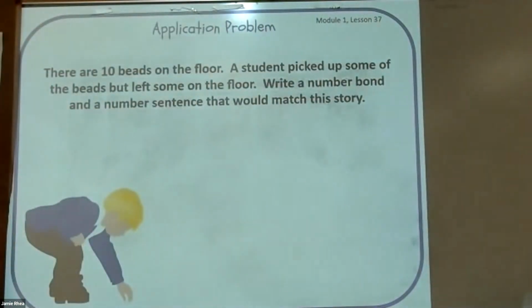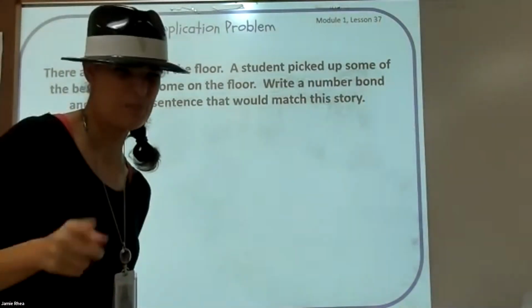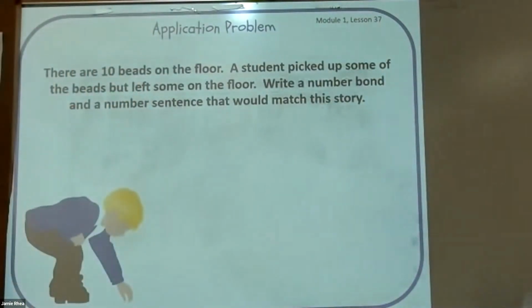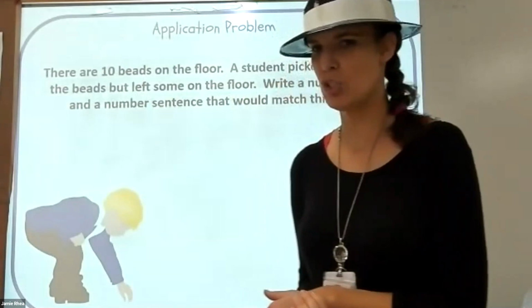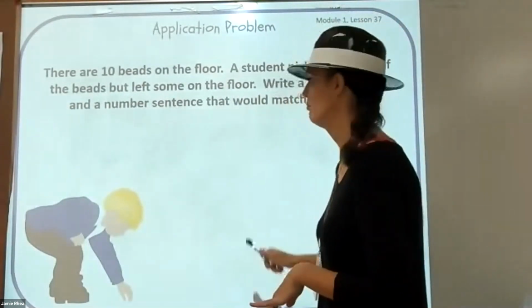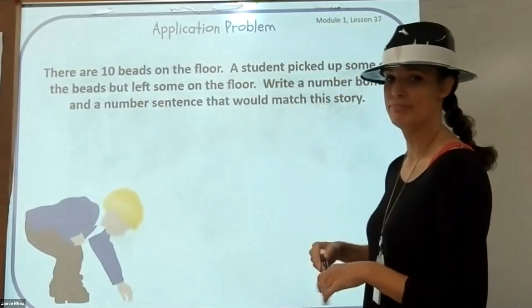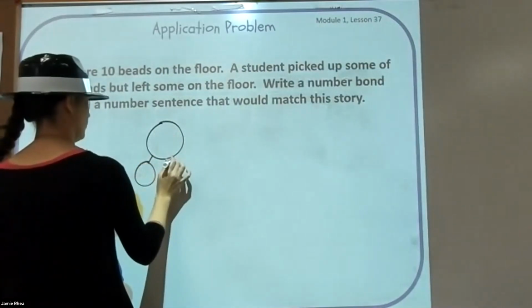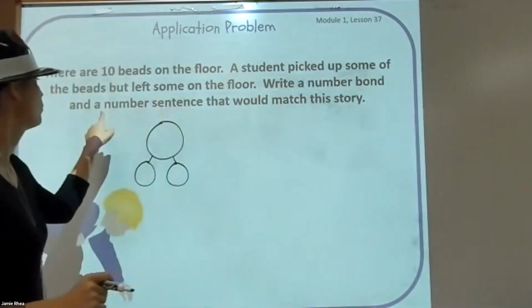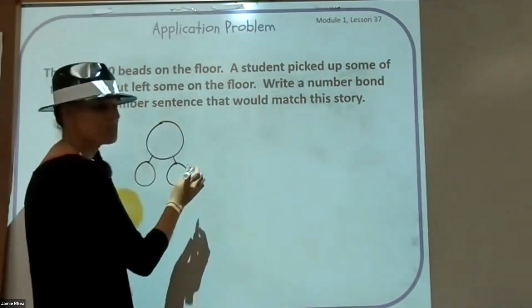There are 10 beads on the floor. Remember, I spilled some today. Yeah, it's okay. There are 10 beads on the floor. A student picked up some of the beads, but left some on the floor. Write a number bond and a number sentence that would match this story. Now, let's see, what do we have to do to solve? We have to write a number bond. We have to write a number sentence that matches my story.